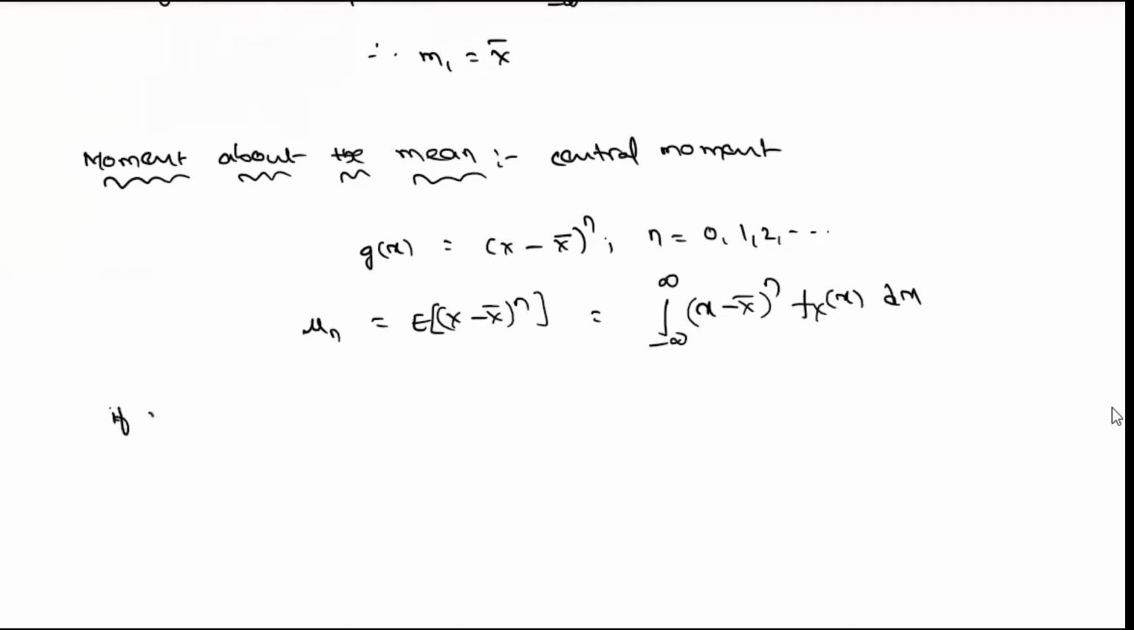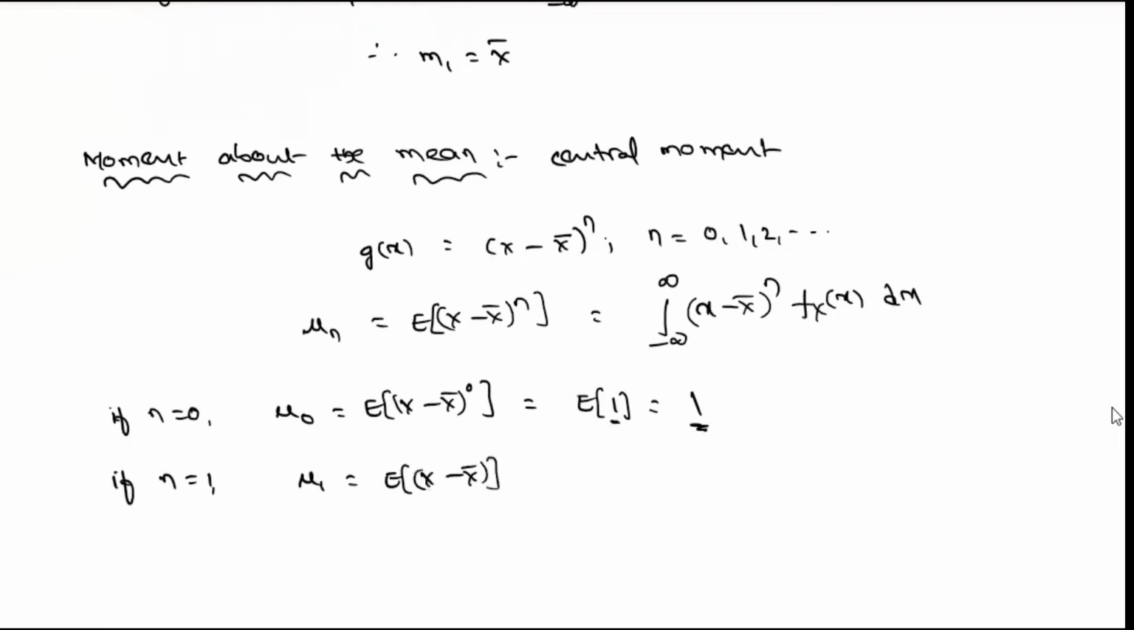If n is equal to 0, what happens? mu naught is the expected value of x minus x bar whole to the power of 0, and directly I can take this as 1, since the expected value of any constant, as per the property of expectation, is that constant. And if n is equal to 1, mu 1 is equal to the expected value of x minus x bar. So that is E of x minus E of x bar. But the expected value is always a constant, so E of x bar is nothing but x bar, and E of x means x bar only. So the value is 0.